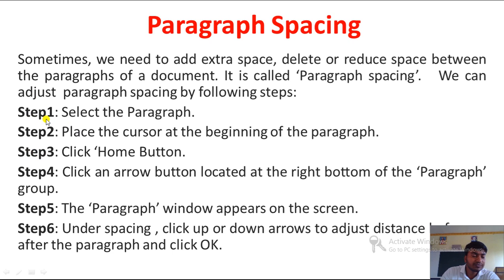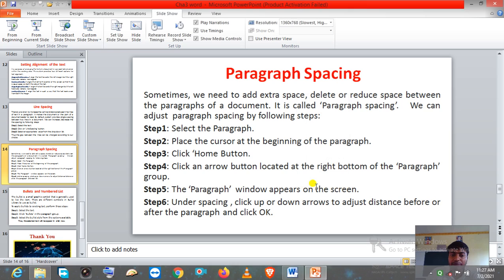Here you can see. First let me read out the steps, then I will show you the practical. Step number 1, select the paragraph. Step number 2, place the cursor at the beginning of the paragraph. Step number 3, click the Home button. Step number 4, click the arrow button located at the bottom right of the paragraph group. Step number 5, the paragraph window appears on the screen. Step number 6, under spacing, click the up or down arrow to adjust the distance before or after the paragraph, and click OK. Now let me show you the practical.